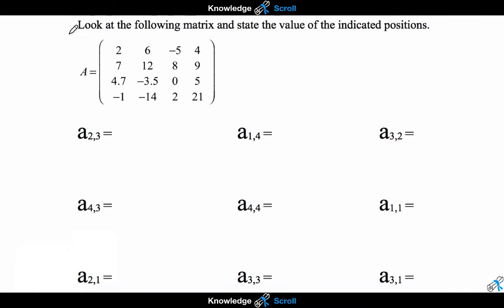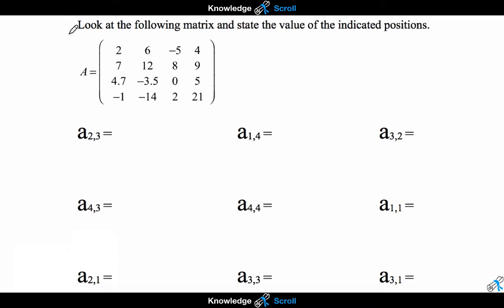So building on what we just covered in the last video, I have a new question where we're going to try to find the value of elements that are in a particular location inside of a matrix. The matrix we have here is a 4x4 matrix, and we are given several positions of which we are going to try to find their correct corresponding values.